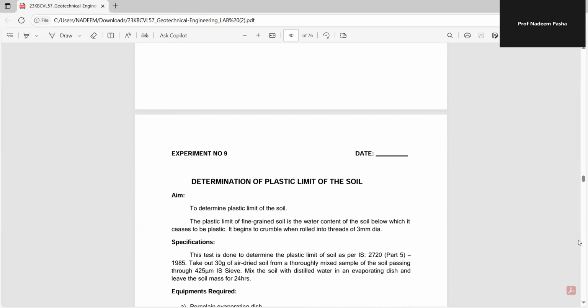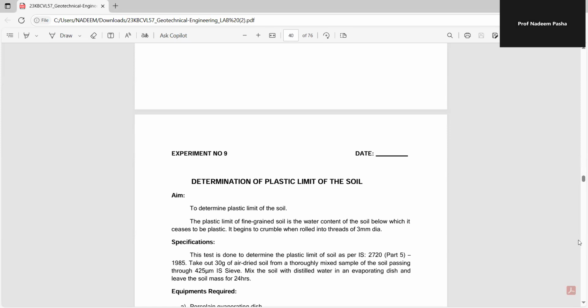So the plastic limit of fine grained soil is the water content of the soil below which it ceases to be plastic. It begins to crumble when rolled into threads of 3 mm dia. So how are you defining plastic limit? Minimum water content, or the water content of the soil below which it ceases to be in plastic state.